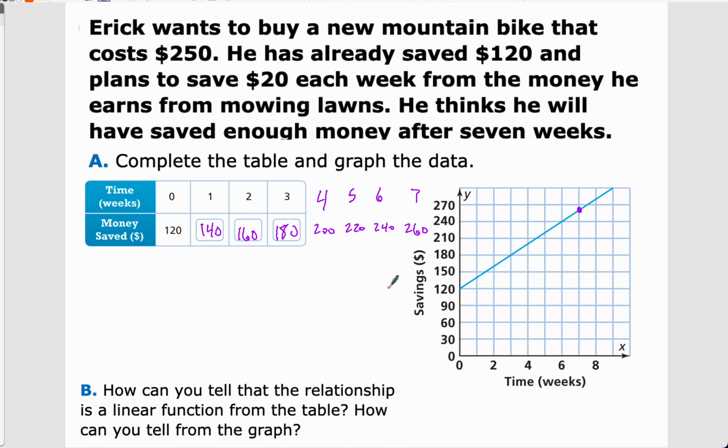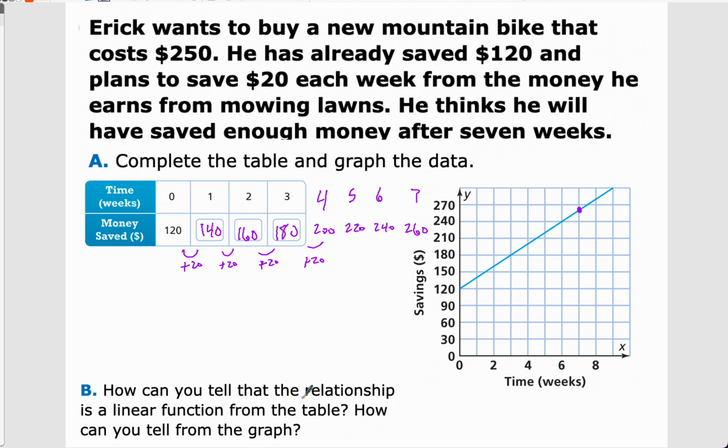How can you tell that the relationship is a linear function from the table? Well, on the table, we can tell it's linear because of what it's doing here. It goes up plus 20 every time. And because it does the exact same thing every time, we call that a constant rate of change. And since it's a constant rate of change, we know that it's going to be linear.